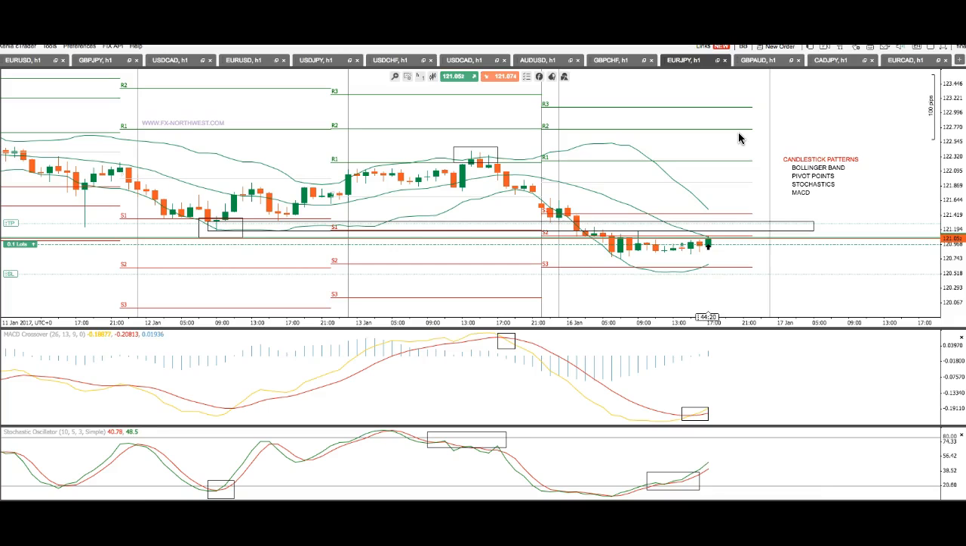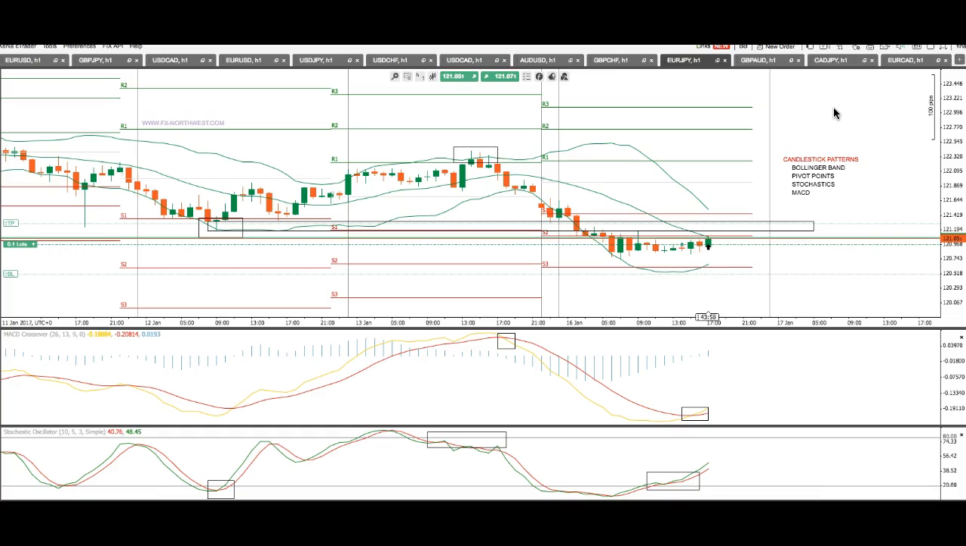Usually I take this trade when there are 4 or 5 things that line up, and let me just tell you. Okay, it's very simple, it's very easy. Let me just go over it first. Bollinger Bands, pivot points, stochastics indicator set at 10, 5, and 3, MACD indicator, and of course, candlestick patterns. Without the candlestick patterns, this doesn't really work.